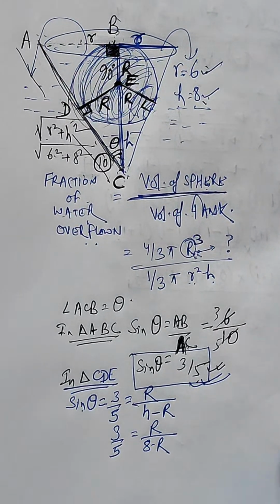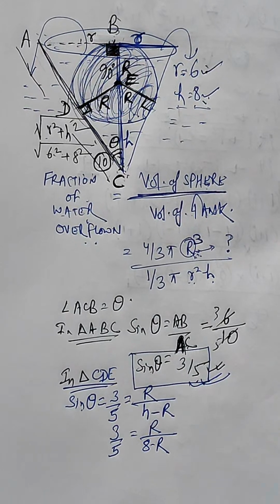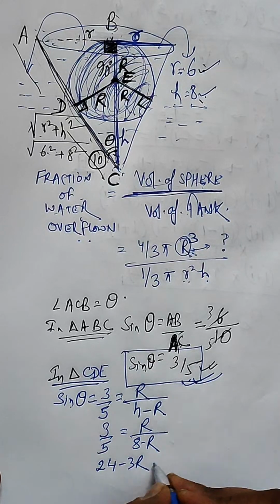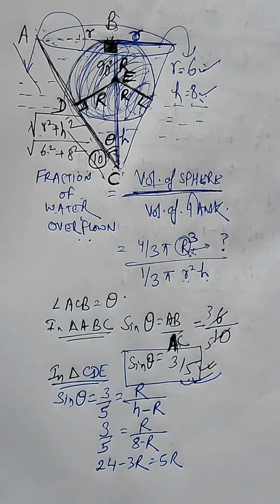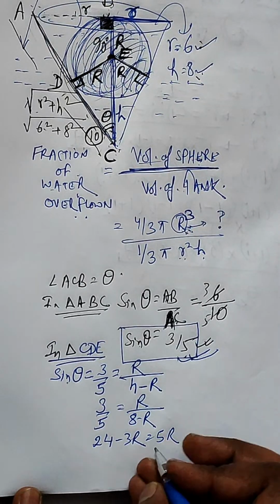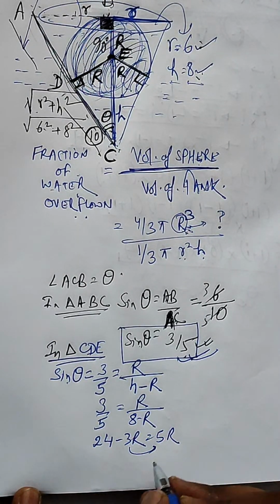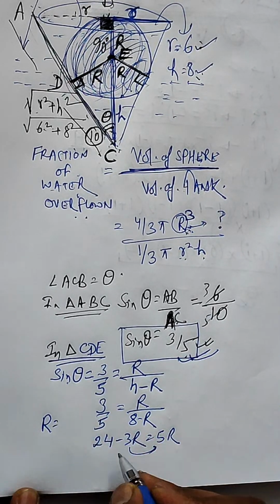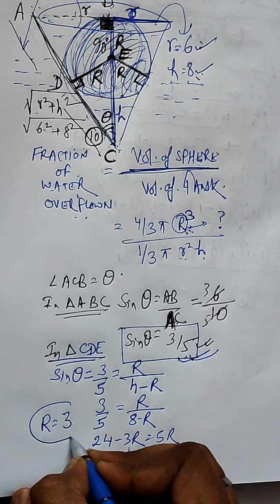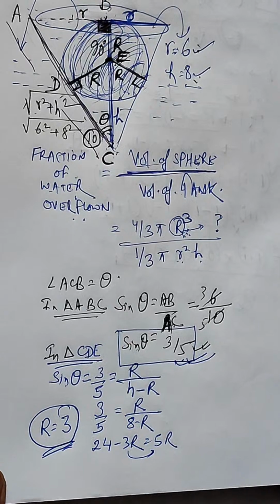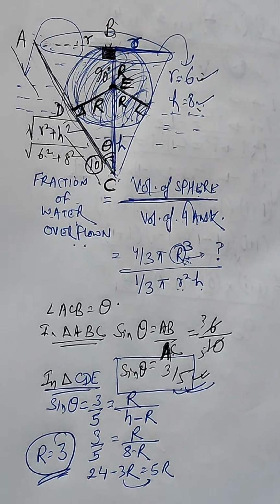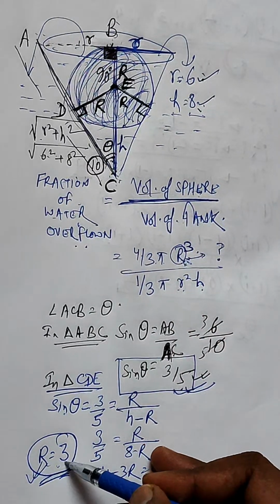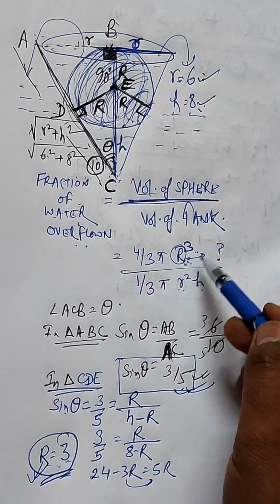So just solve it. When you solve it, you will get 3 into (8 minus R), that is 24 minus 3R, equal to 5R, right? And when 3R comes to this side, it will be 8R, and 24 by 8 is 3. So you will get R as 3. So R as 3 centimeters is your answer, right? Now just put this value into 4 by 3 pi R cube. This R is known to us, 3. Put this value over here and solve it.